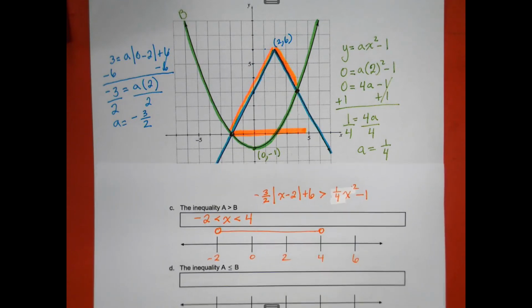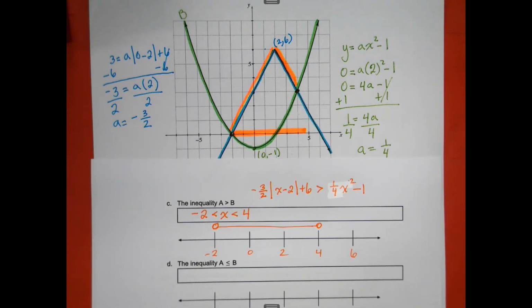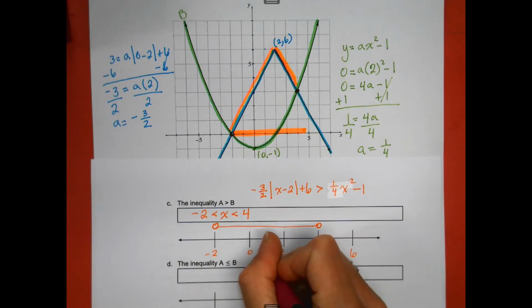Part D is the inequality a is less than or equal to b. So now this time we want our absolute value graph to be below our parabola.